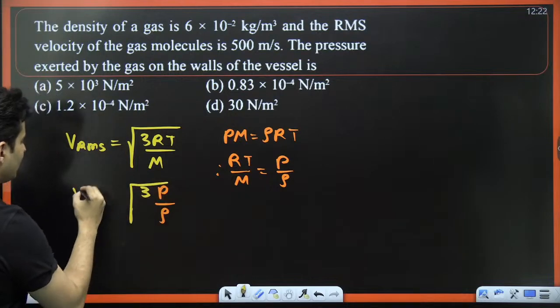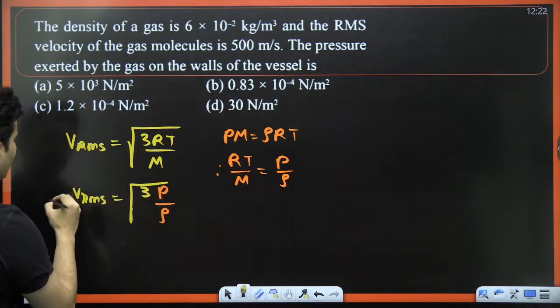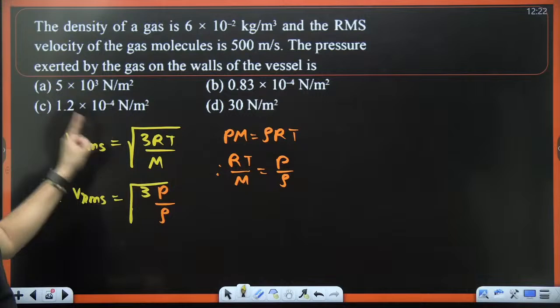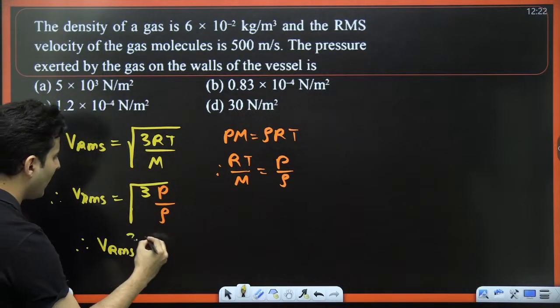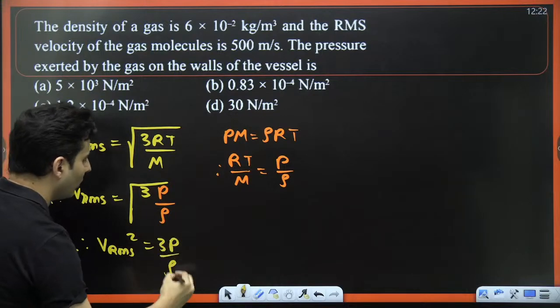That's it. So it will look like this. So this is your VRMS. But what do I want? I want the pressure. So square both sides. So VRMS square is 3P by rho.